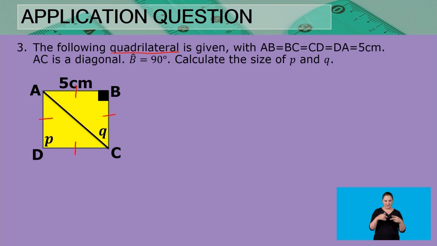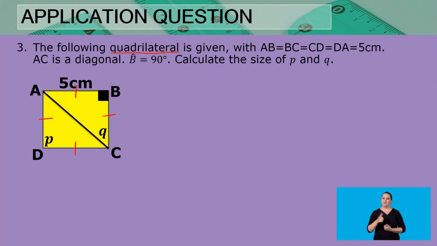AC is a diagonal, as we can see. Angle B is 90 degrees as shown in our diagram. Now, what does that mean? Remember, we said all the sides are equal, meaning it is either a square or a rhombus. But because one of the angles is 90 degrees, this automatically makes it a square. Now let's calculate the size of P and Q.